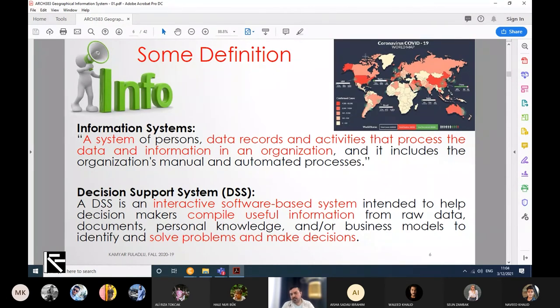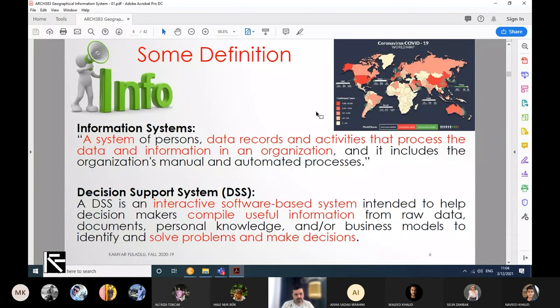If you just look at this map, it right now gives you information in a very systematic manner. But this is through the process from a GIS, through data processing, through some, let's say, procedure, that made this output and made this information for you about the COVID pandemic distribution. This is about the information system.